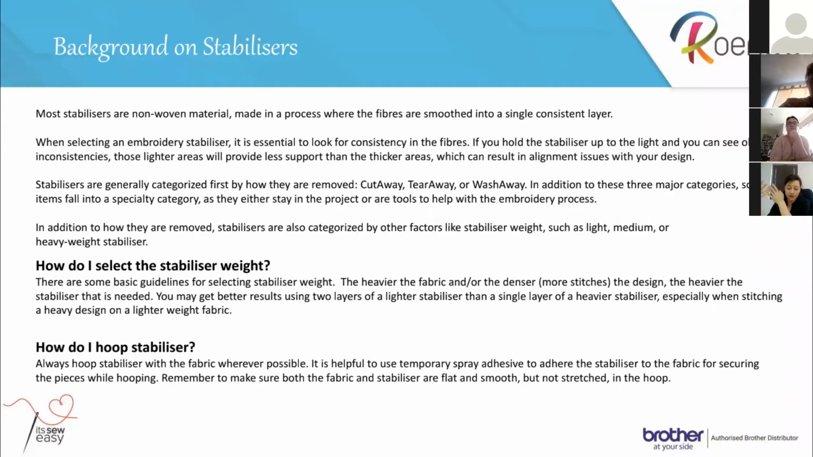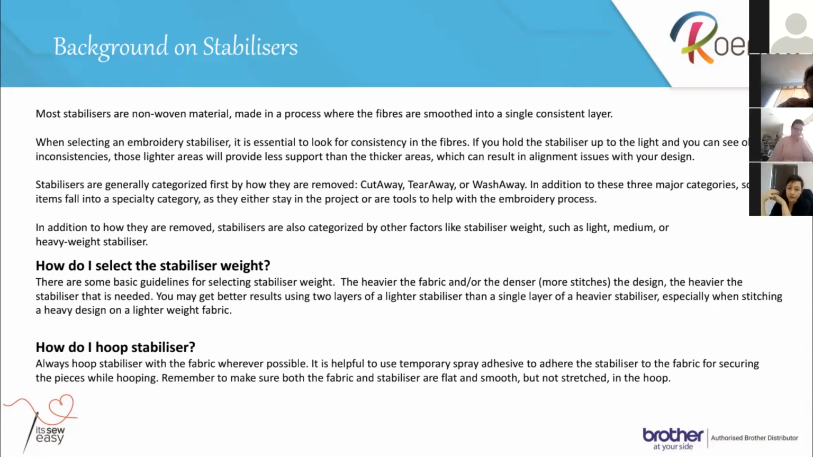So the heavier the fabric or the more dense the fabric, they say you should use a heavier stabilizer. But some people counteract this by using 2 layers of medium stabilizer instead of 1 heavyweight stabilizer. But this is also where preference comes in. So we'll go into that in a little while.